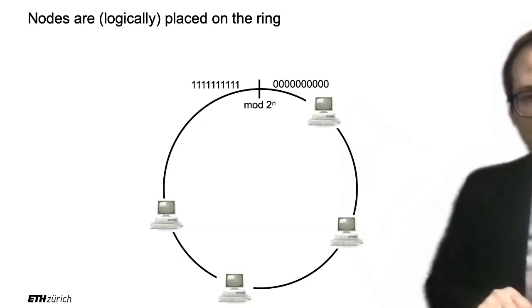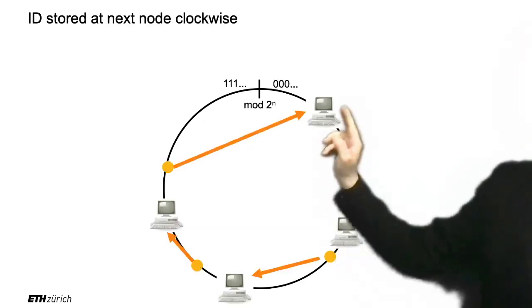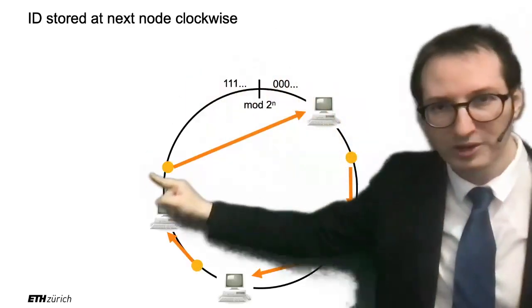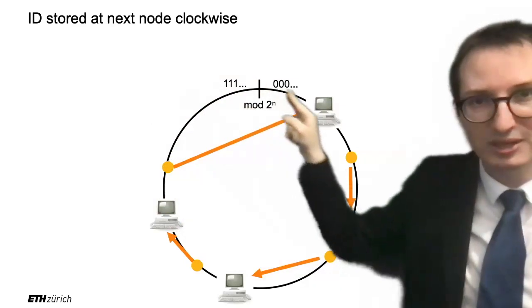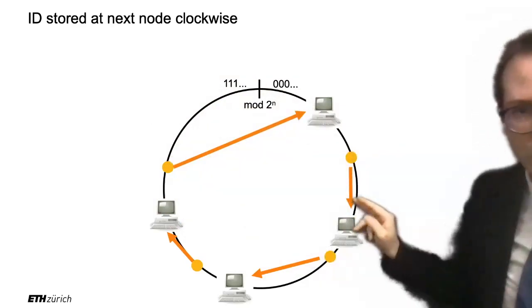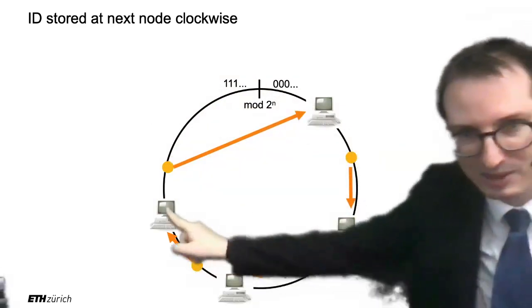Now that you have that, that determines who stores what. Basically, this machine here is going to store all the key values such that the hash of the key is here on the ring. This machine stores this, and this machine stores this.